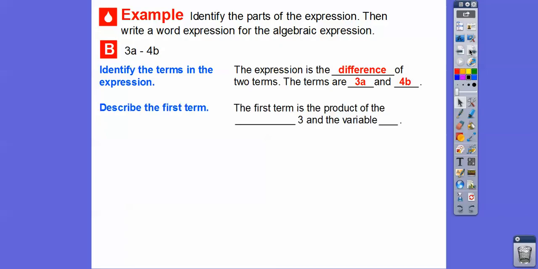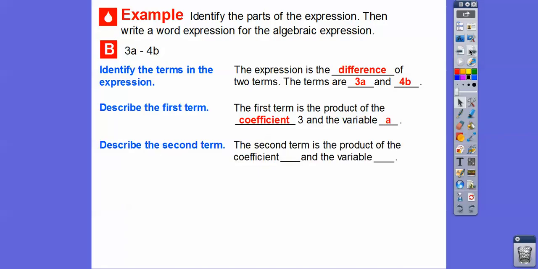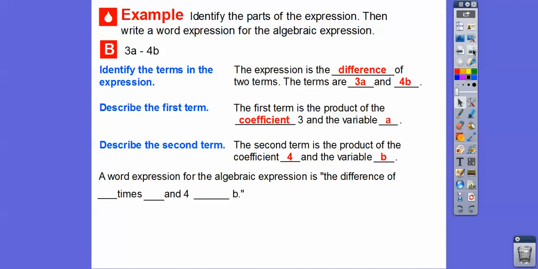So describe the first term. Well, the first term is the product of the coefficient 3 and the variable a. Okay, so describe the second term. So the second term is the product of the coefficient 4 and the variable b right there. Okay, does that make sense? So a word expression for this algebraic expression is, here it is, minus sign means difference. So the difference of 3 times a and 4 times b. So 3 times a and 4 times b right there.